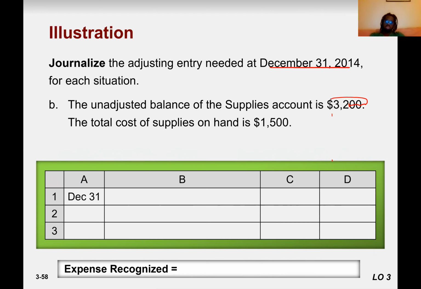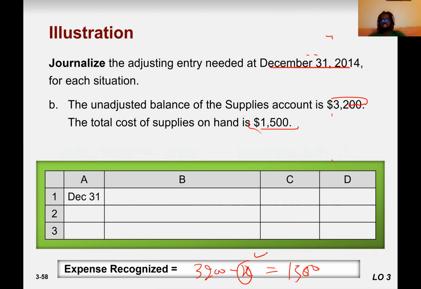So the total cost of supplies on hand, which means at the end of the year, December 31st, we have $1,500 worth of supplies. So how much have we used, how much paper, pencil, rubber, printers, ink, what we have used, how much? So we had at the start of the year 3,200. We do minus, and we have 1,500 left. So how much have we consumed? We need to find this. So 3,200 minus 1,500, the answer is 1,700, right? So it means 1,700 we have used.